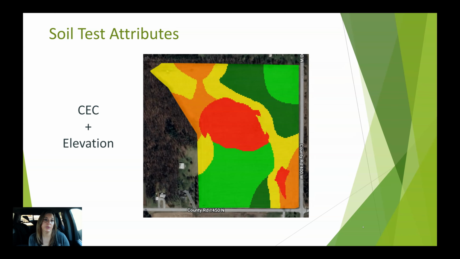Sometimes I do also like to use soil test information, particularly CEC or cation exchange capacity, because it's related to the texture of the soil. So I'll put together CEC and elevation, and those make really nice zones for soybean variable rate seeding prescriptions, where you get the soil test information and the change in topography.